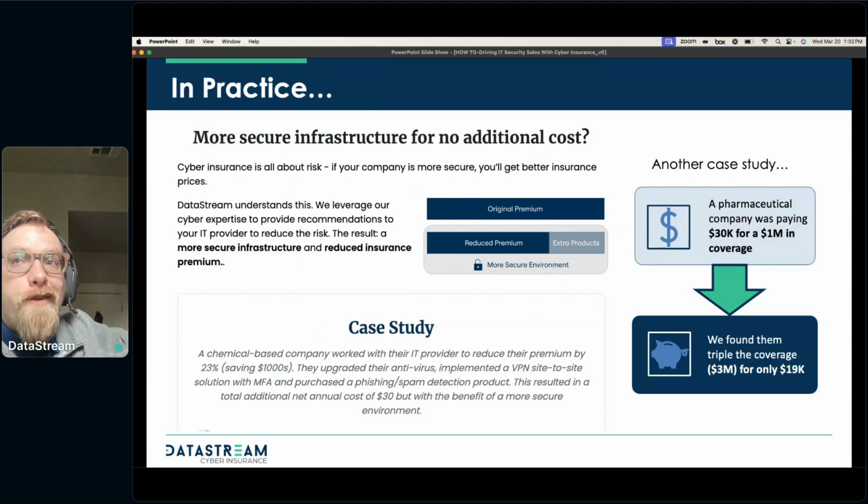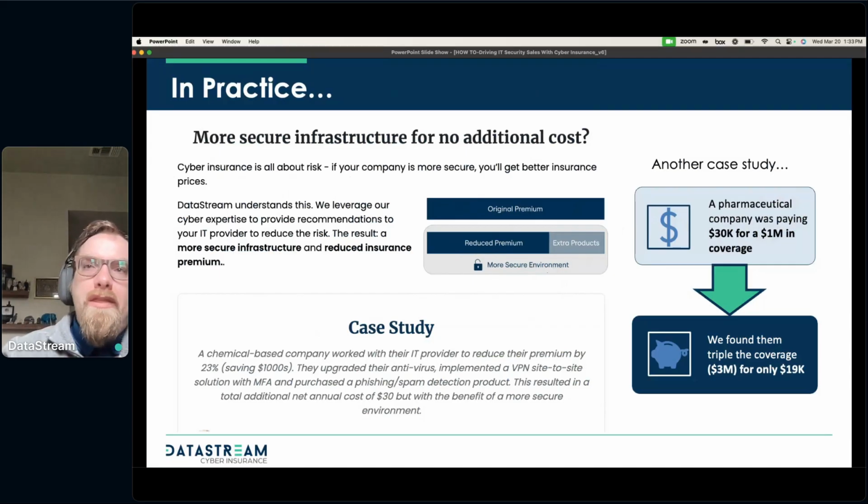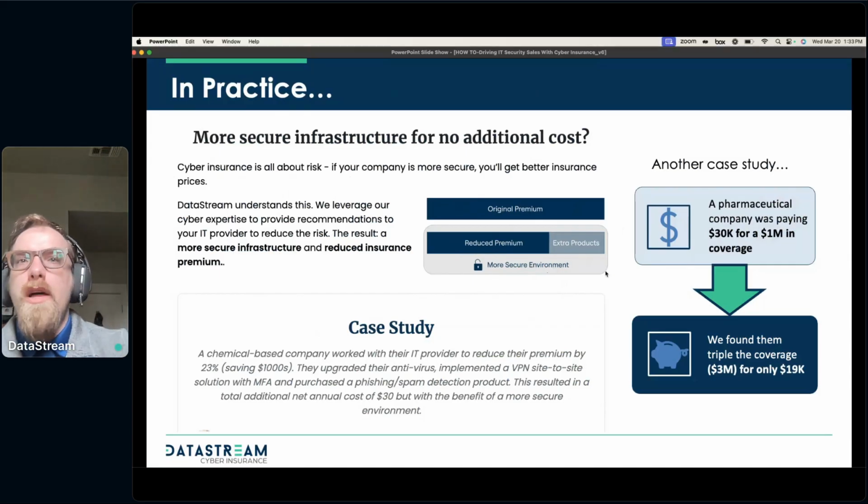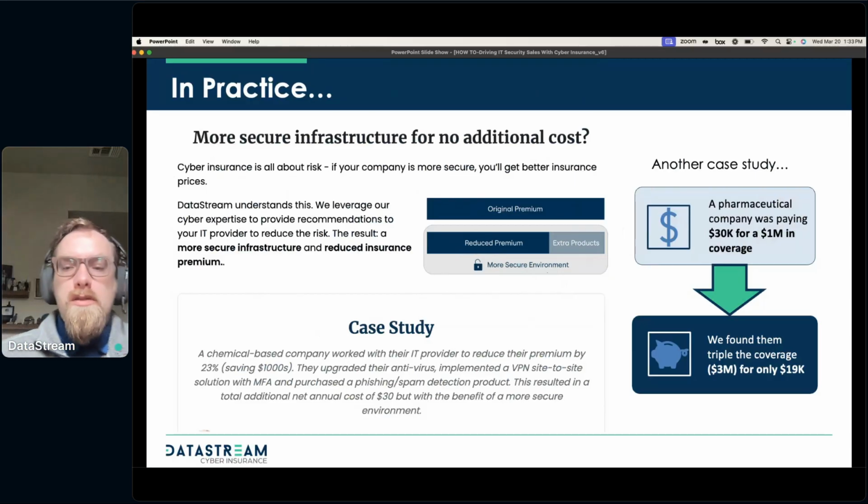They were actually a fairly large pharmaceutical company, and we recommended increasing their coverage from $1 million to $3 million, and we were still able to save them almost $11,000 annually, right? So this is what it can look like in practice. And obviously, $11,000 to a customer can be a big deal, right?